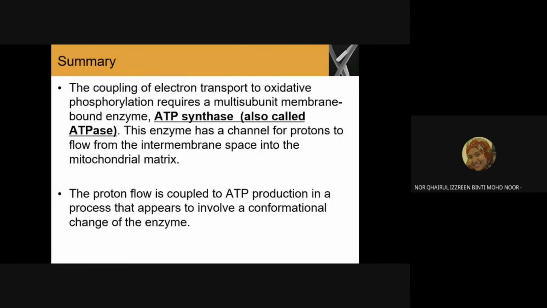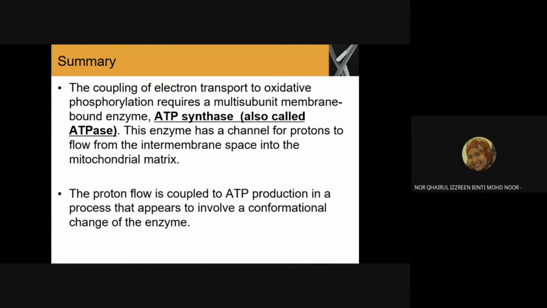Before we move to ATP synthase: the coupling of ETC, electron transport, to oxidative phosphorylation requires a multi-subunit membrane-bound enzyme, ATP synthase, also known as ATPase. This enzyme has a channel for protons to flow from the intermembrane space into the mitochondrial matrix. Remember, from complex 1 to complex 4, we pump protons together with the electron transport from the matrix to the intermembrane space. Here in this ATP synthase, hydrogen ions flow from the intermembrane space to the matrix, the opposite way.